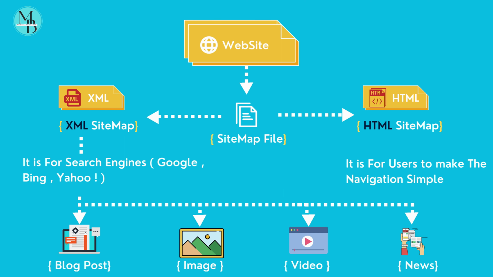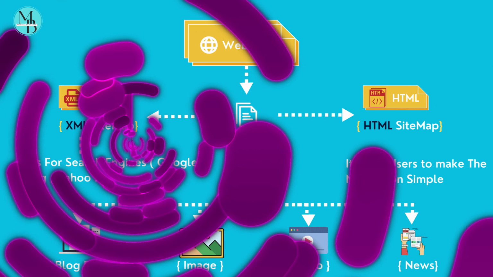This XML sitemap is divided into 4 parts. That means we can create XML sitemap for 4 types: for blog or pages, for images, for videos, and also for news if your website is for a news channel. In this video, we will focus on how to create XML sitemap for your blog pages and for the images. Now let's see how a blog post or pages XML sitemap looks.